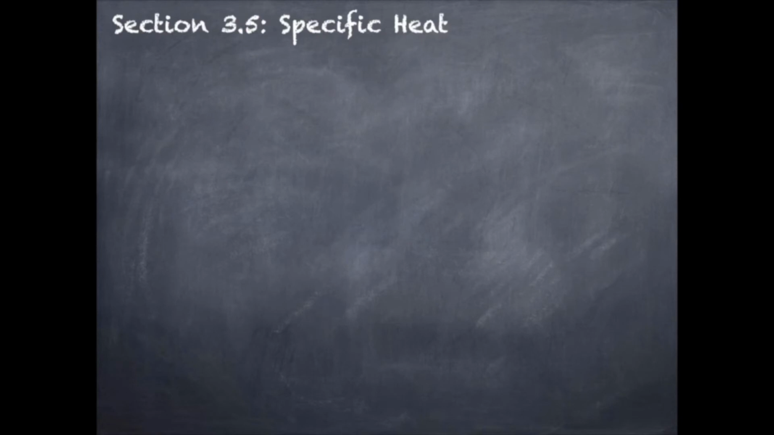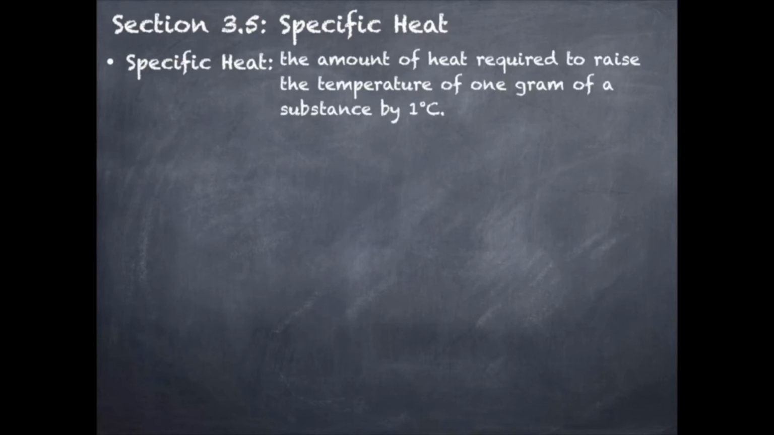So in this lesson, I'm going to be talking about specific heat. Now, the specific heat is the amount of heat that's required to raise the temperature of 1 gram of a substance by 1 degree Celsius. What your specific heat allows you to do in layman's terms is to calculate the amount of heat that is involved in raising or in lowering the temperature of a specific amount of a substance.